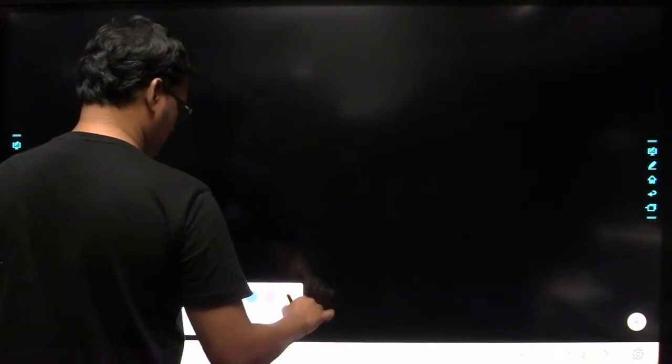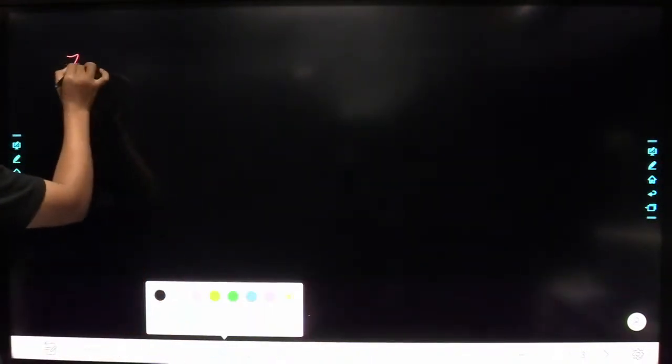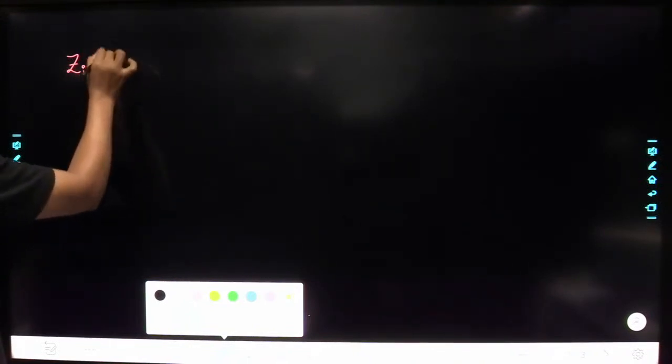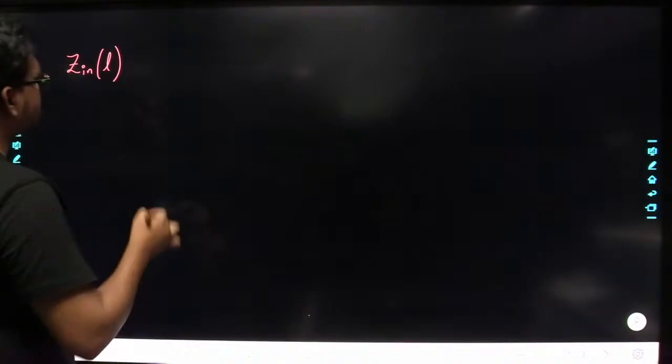Okay. So next we have determined the input impedance on the transmission line. Input impedance on the transmission line. So what is the input impedance of the transmission line here?